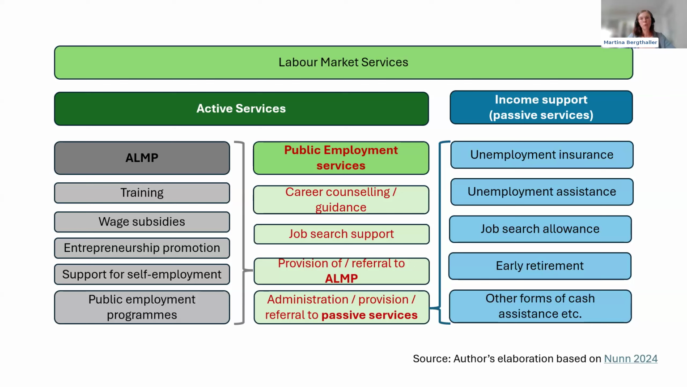So these income support programs that are mostly provided to job seekers or to people transitioning from one job to another include, for example, unemployment insurance, unemployment assistance, specific job search allowances, early retirement, or any other forms of cash assistance. So let's move to the next slide, please.